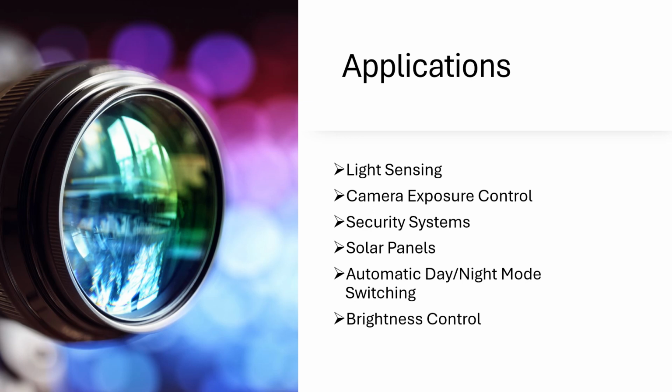Here I have mentioned some of the important applications of LDR. First one is light sensing. LDRs are essentially used in light sensing applications such as automatic street light control systems. They can detect ambient light levels and trigger the switching on or off of lights accordingly. Second, camera exposure control.